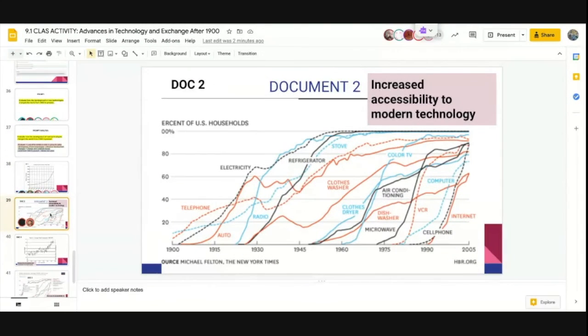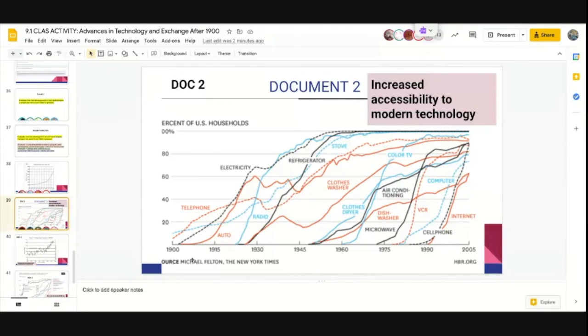Document 2. Everyone to slide 39. Follow me. What is this? The percent of U.S. households. And look at this: telephone, radio, electricity, refrigerator, stove, clothes washer, dishwasher, color TV. All right. This is modern technology, and it seems like everything is trending upward. This is in the United States of America, and what is the message here? This is an increased accessibility to modern technology.